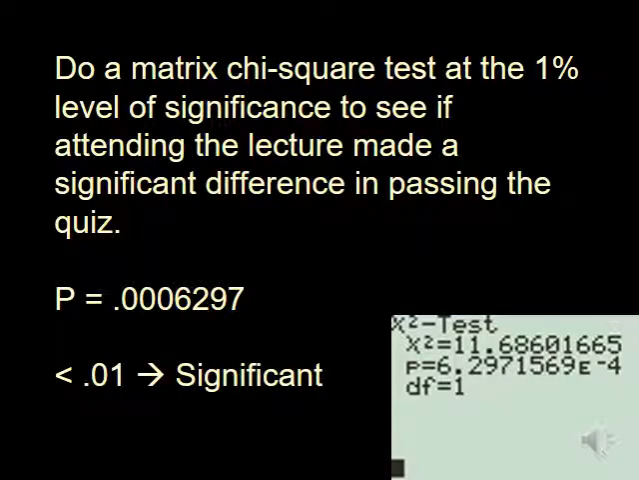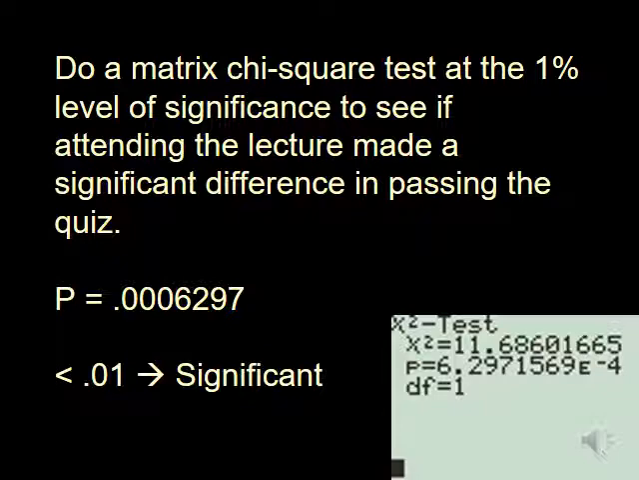And now we've got to actually do the test. So of course you want to go to Stat, Tests, chi-square test, and hit enter a few times. And eventually you should get a screen that looks kind of like what I have at the bottom right. This time the p-value is in scientific notation. We've got 6.2971569 e minus 4, which is about 6.297 times 10 to the negative 4th power. So there's 3 decimal places, and the 6 is the 4th place after the decimal.